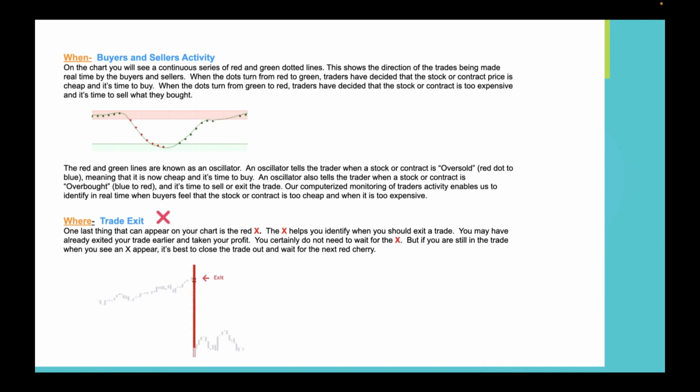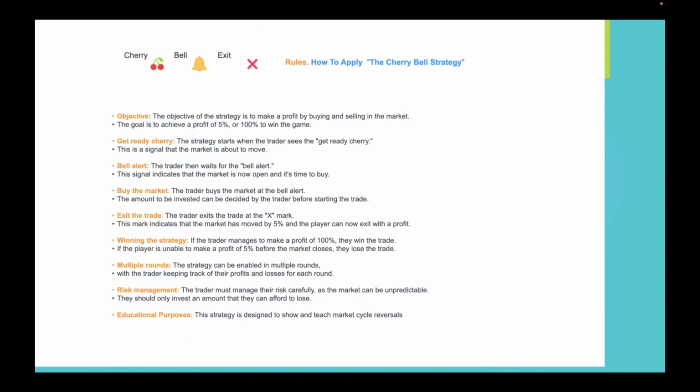You certainly don't need to wait for the X, but if you are still in the trade when you see an X appear, it's best to close the trade out and wait for the next red cherry. All right, as you can see in this example, the X came and down went the price, and that's where you have it. So you have the cherry, the bell, the exit, and the rules.